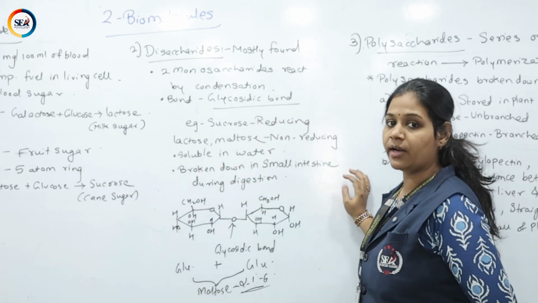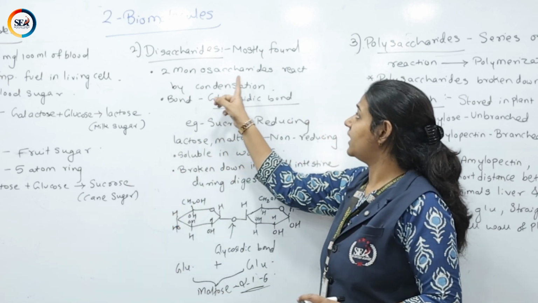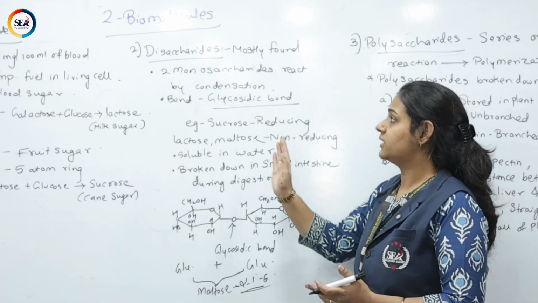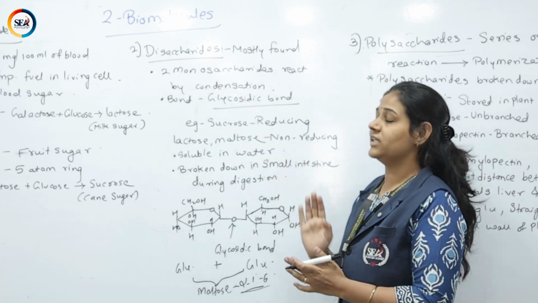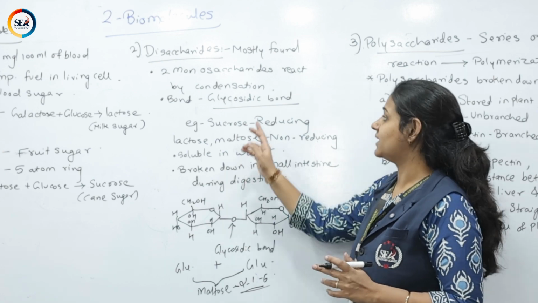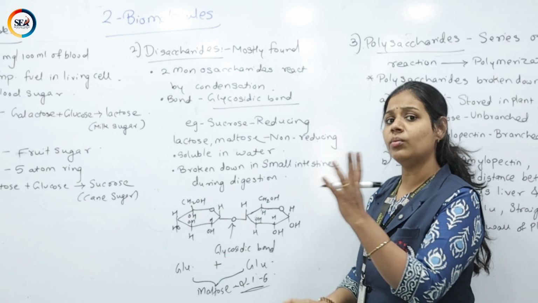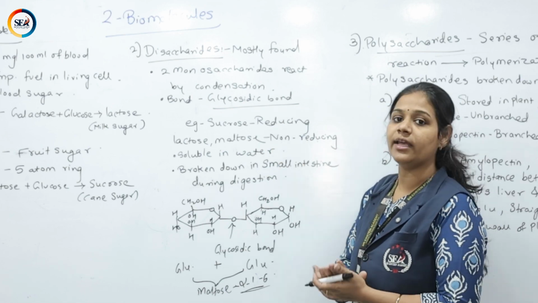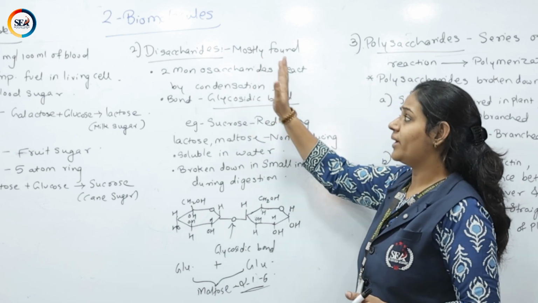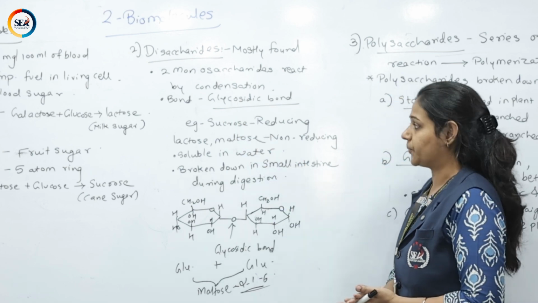Second is disaccharide. When two molecules of monosaccharide are joined together by the condensation reaction, the structure formed is called as disaccharide. Bond present between two monosaccharides is called as glycosidic bond. So in disaccharide, the bond which is present between two monosaccharide units is called as the glycosidic bond. The reaction of formation, that is joining of two monosaccharides, is called as condensation reaction.